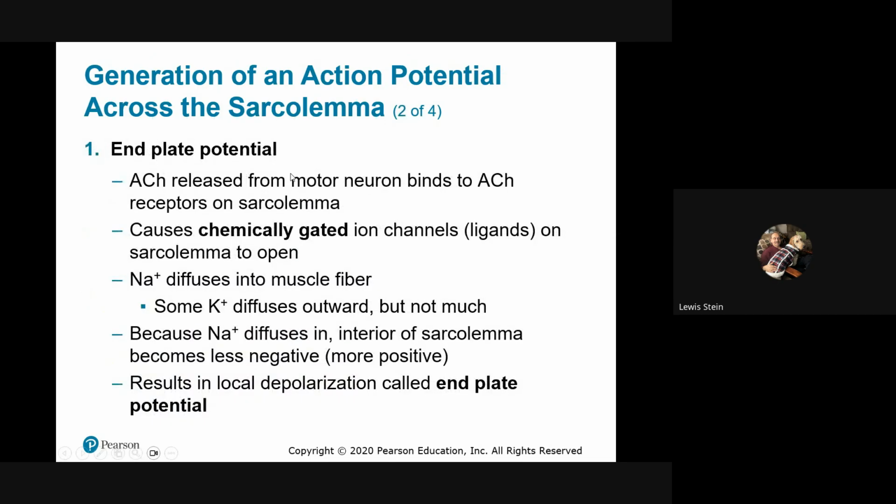So the end plate potentials are the opening of those chemically or ligand-gated ion channels. Sodium in, potassium out. It's always 3 sodiums in, 2 potassium out. So the net effect is it's going to get more positive on the interior of the membrane. If it does so enough, it reaches something we call threshold. And threshold is like a tipping point. Once you hit that threshold, then that wave is going to spread.